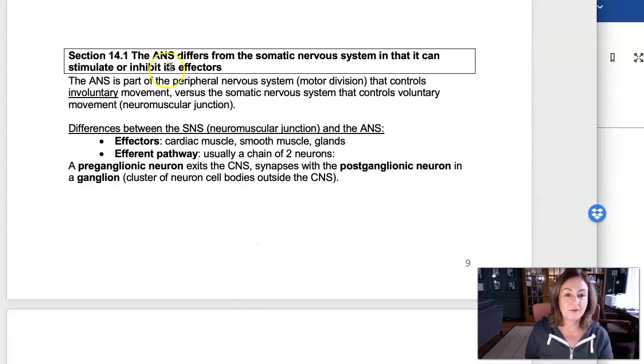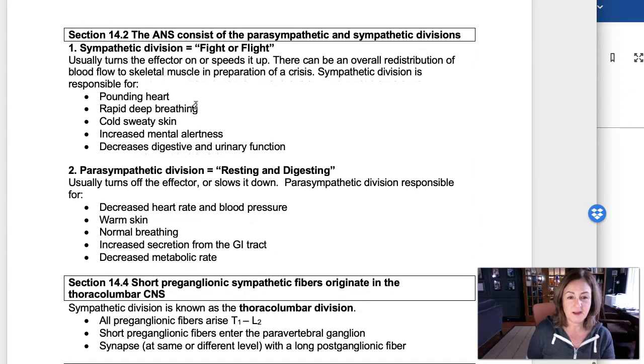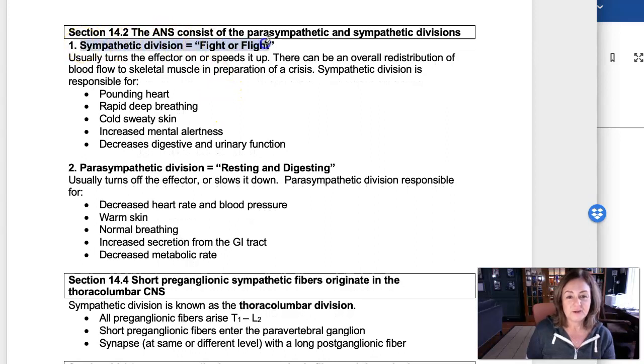So going back to the notes, autonomic nervous system is part of the peripheral nervous system, the motor division. It's controlling involuntary movement. So that is in contrast to the neuromuscular junction that we looked at before. And I'm going to skip the pathway for a second. I'll come back to that. So the sympathetic division is the one that we call fight or flight. That's usually going to turn the effector on or speed it up. Sympathetic division is responsible for keeping us in a state of alertness, a state of readiness. And I put some characteristics down: pounding heart, rapid heart beating, increased mental alertness, decreased digestive and urinary function.